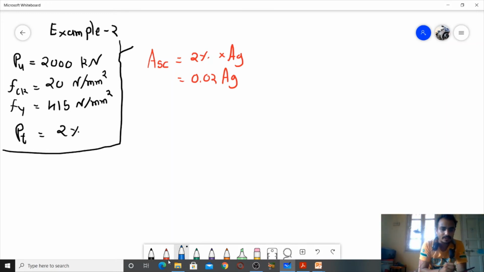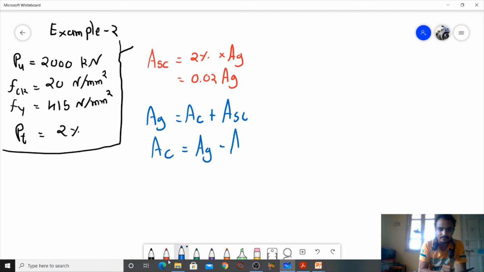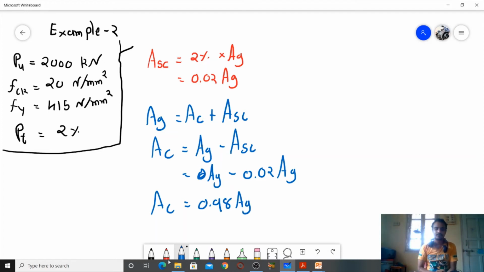Now we have an equation here: Ag is equal to Ac plus Asc. So Ac is equal to Ag minus Asc, so Ag minus 0.02 Ag. So Ac is equal to 0.98 Ag. Okay, this is the value which we found here.